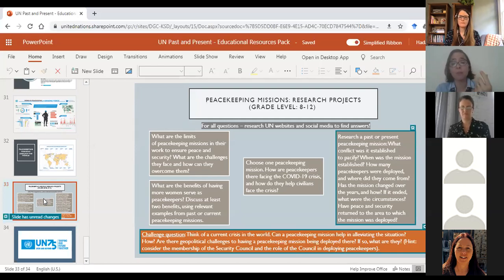or take a look at some challenges, maybe think about how successful a peacekeeping mission was, what needed to happen to make it more successful, or look at how peacekeepers are tackling the COVID-19 pandemic and how to help these populations who are in need around the world.